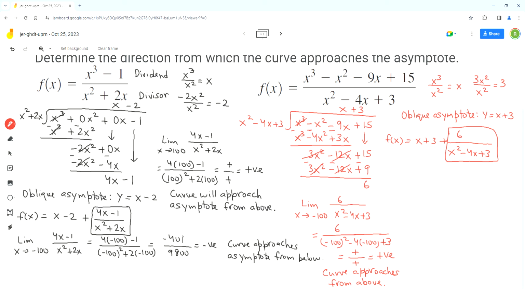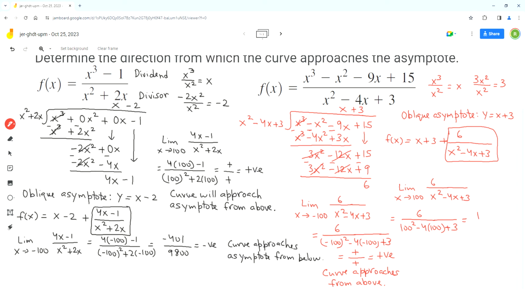Now we can analyze the right side of the x-axis. So for that we'll use a big positive number. Limit as x approaches 100. So 6 over x squared minus 4x plus 3. Now we can apply the limit. So we get 6 over 100 squared minus 4 times 100 plus 3.